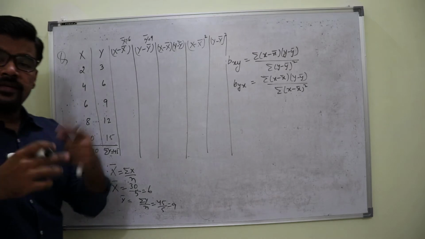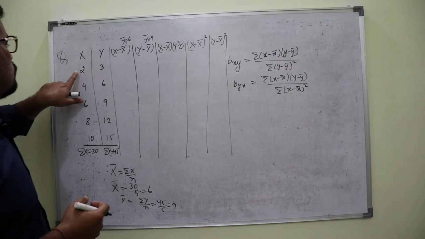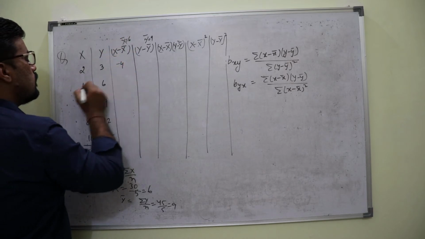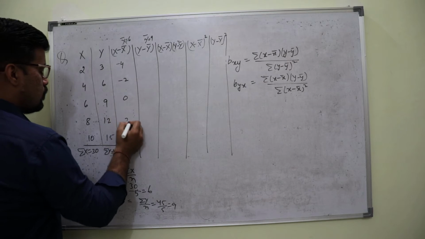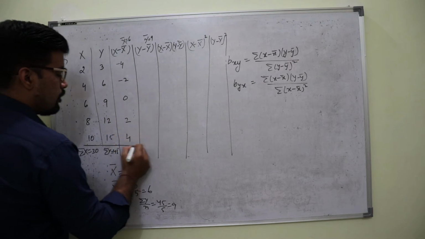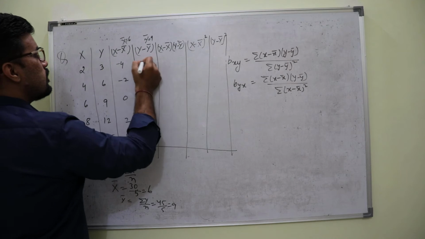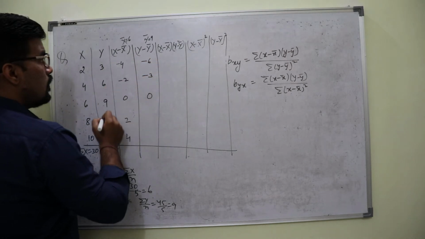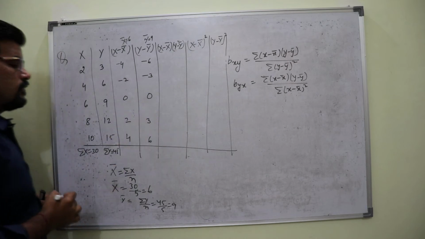Now what we have to do, please recollect the concept of correlation. We just need to subtract this 6 from this 2. So 2 minus 6 is minus 4, 4 minus 6 is minus 2, 6 minus 6 is 0, 8 minus 6 is 2, and 10 minus 6 is 4. Y minus y bar: 3 minus 9 is minus 6, 6 minus 9 is minus 3, 9 minus 9 is 0, 12 minus 9 is 3, and 15 minus 9 is 6.